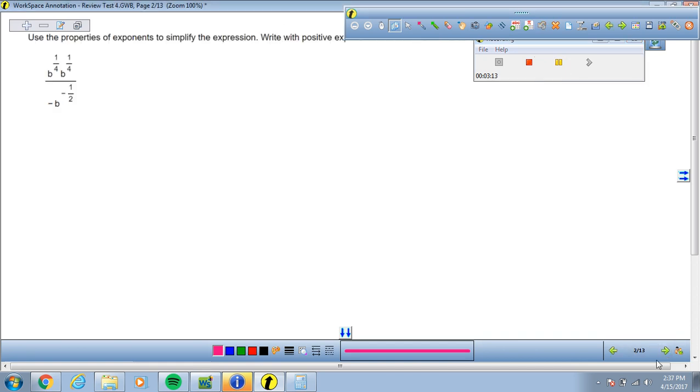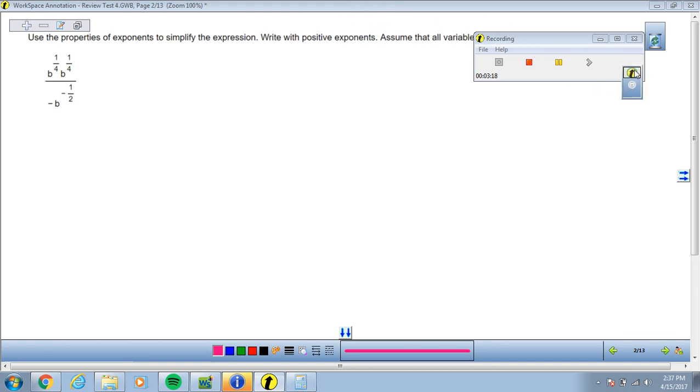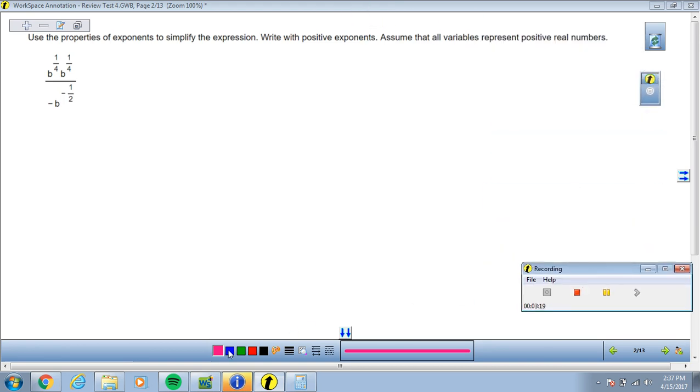So continuing with problem number 2, this problem says, use the properties of exponents to simplify the expression. Write with positive exponents. Assume that all variables represent positive real numbers.